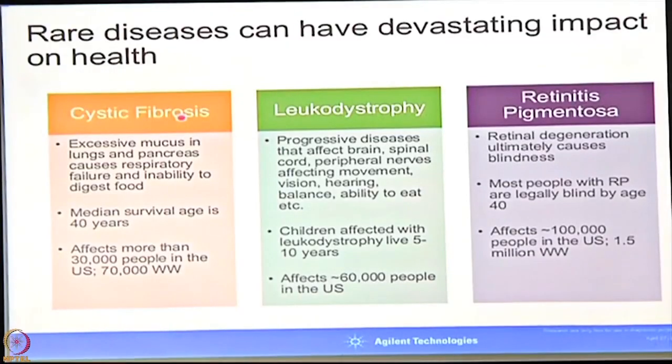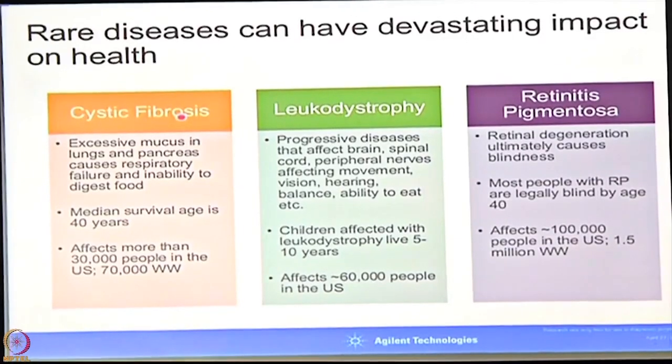Okay, so I am going to talk about some of the rare diseases existing worldwide. Let us start with cystic fibrosis. This is a disease where excessive mucus is deposited in the lung or pancreas, which causes respiratory failure and inability in digestion. The median survival for this disease is 40 years, and around 70,000 patients are known worldwide.